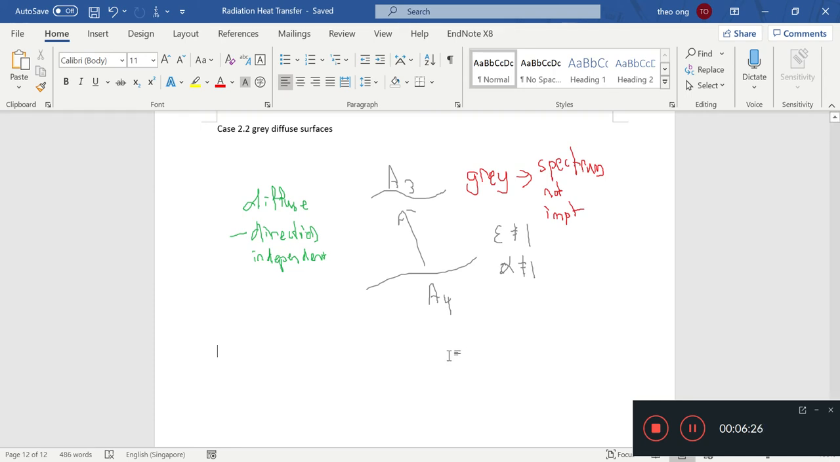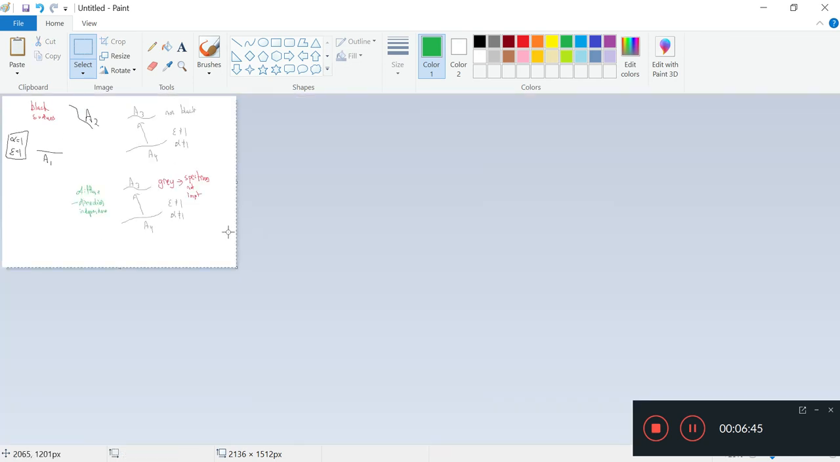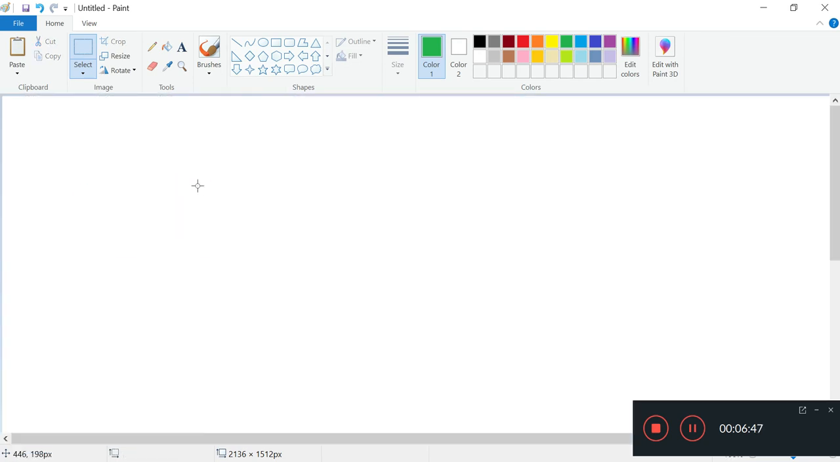So let's talk about two black surfaces. The simplest case we want to consider is between two black surfaces. So let's say we have two arbitrary black surfaces.